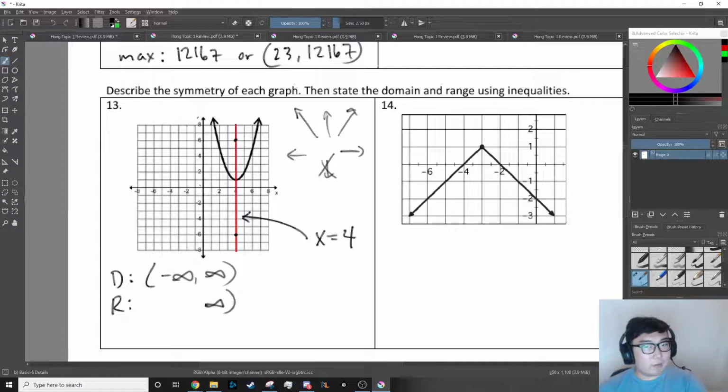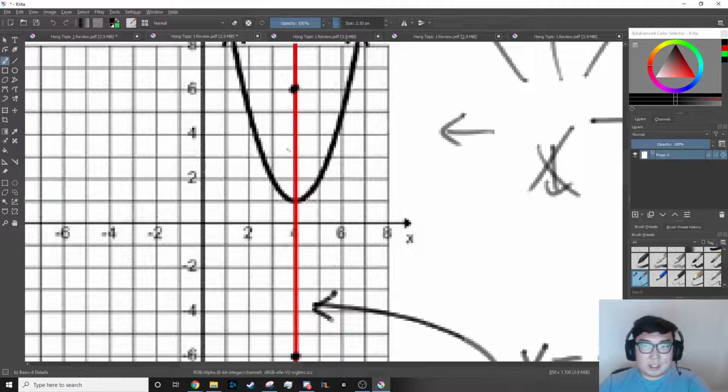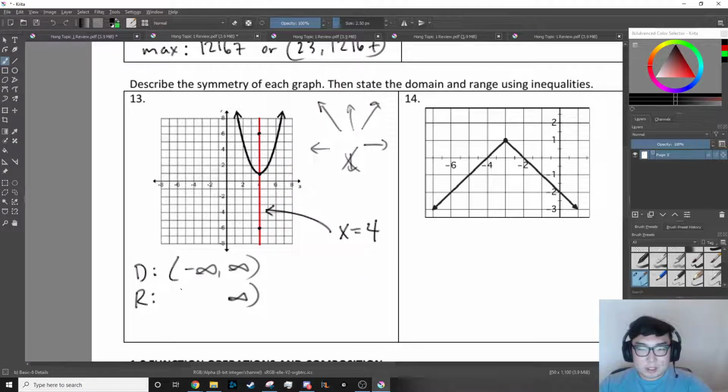But where does my range start? In the picture, I have to find the lowest point in my graph. So in my graph, I know that it is here, which is y equals 1. So I'm going to actually include it because this graph is solid. As in, if my graph was dashed, then I would not use a bracket. But in this case, it is solid, so I will use it like so.